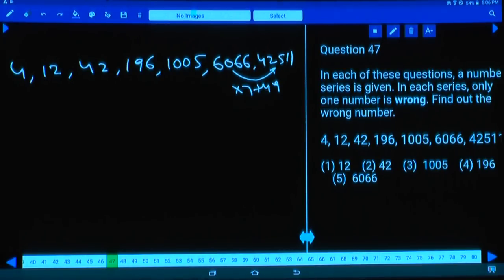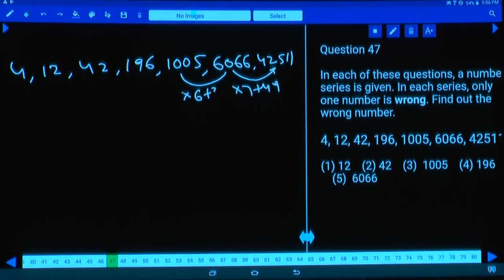Into 7 plus how much? 49. Done? Then what is the next thing? Yes, 1005 and 6066. It must be multiplied with how much? 6. That means 1005 into 6 is 6030 and 6, 6036.